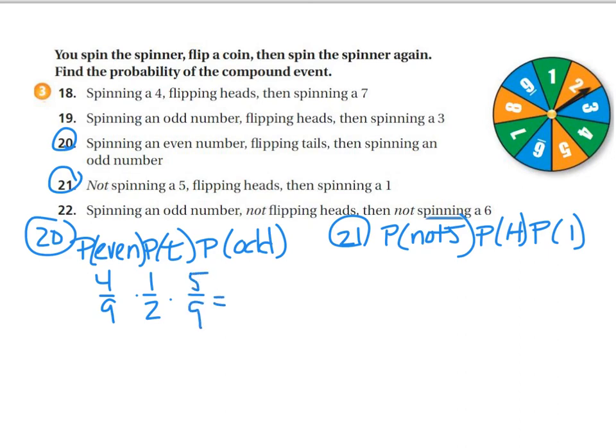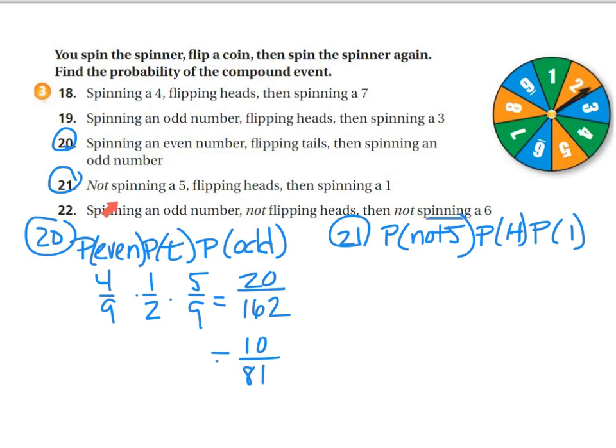So when I multiply this, 4 times 1 times 5 would give me 20, and 9 times 9 I know is 81, and 81 times 2 would be 162, which then would simplify, we'll divide by 2, we would get 10 over 81. All right, number 21, probability of not 5.